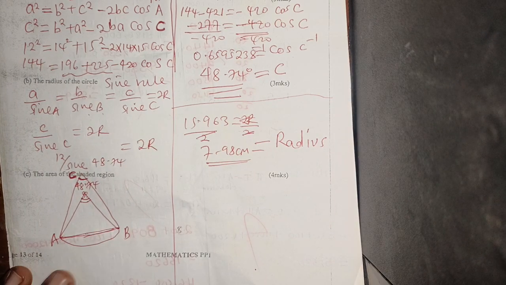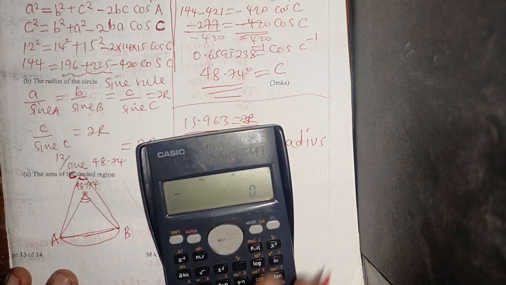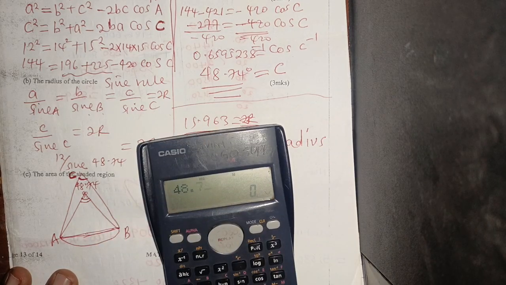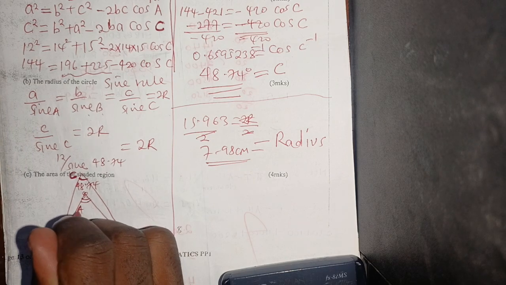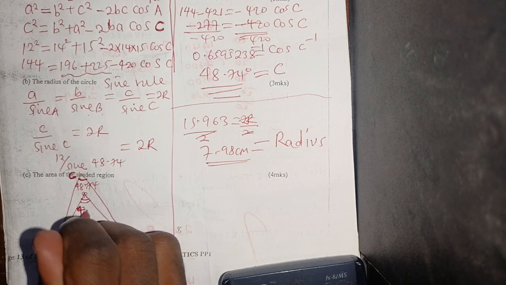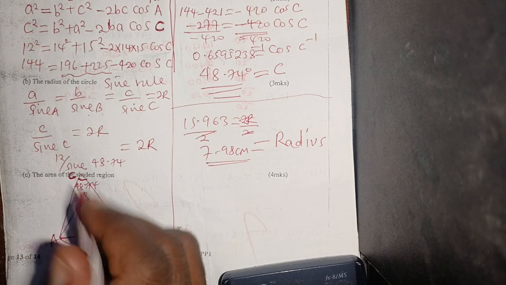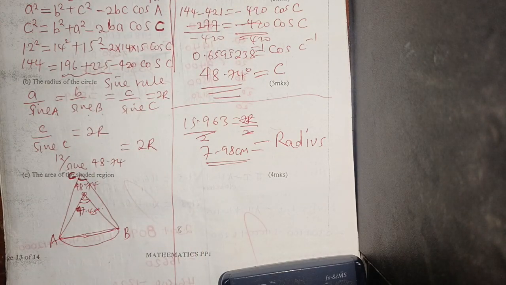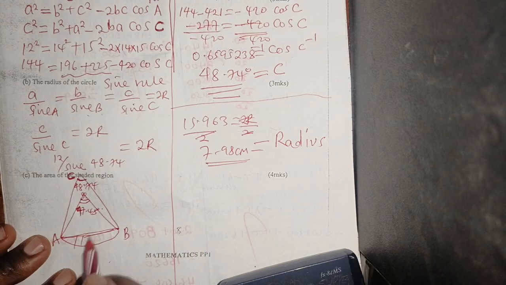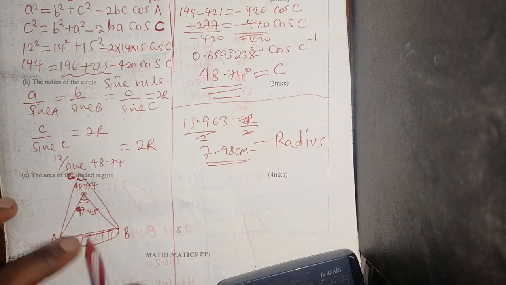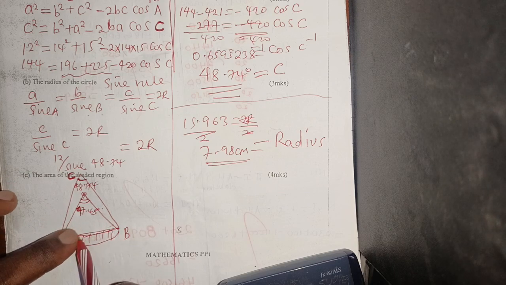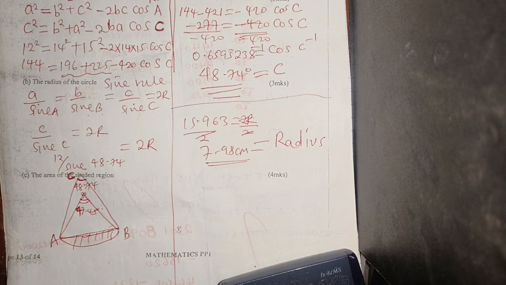Okay, so we shall come here and say 48.74 times 2. We want to get the angle at the center, that is 97.48. So the angle subtended at the center of this circle is 97.48 degrees. But they want us to get the area of this shaded part. We shall just get the area of the whole sector less the area of the triangle. We shall get the area of the shaded region.